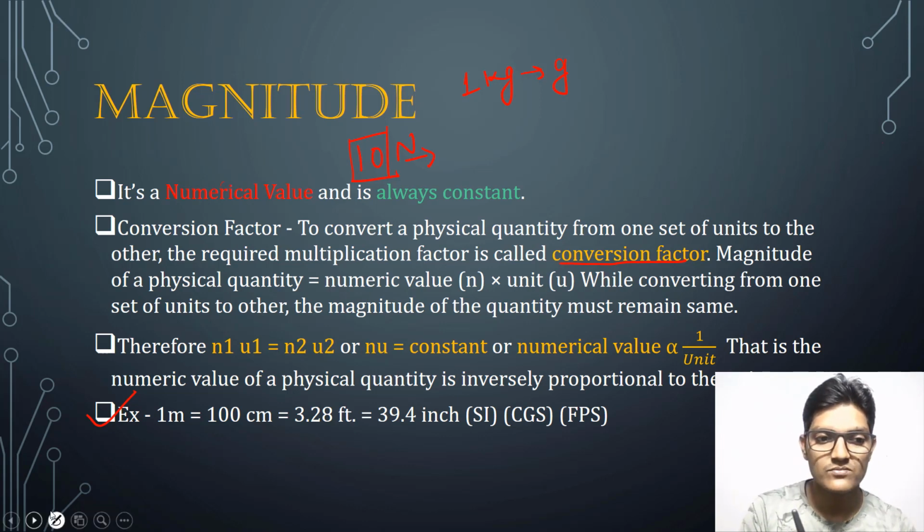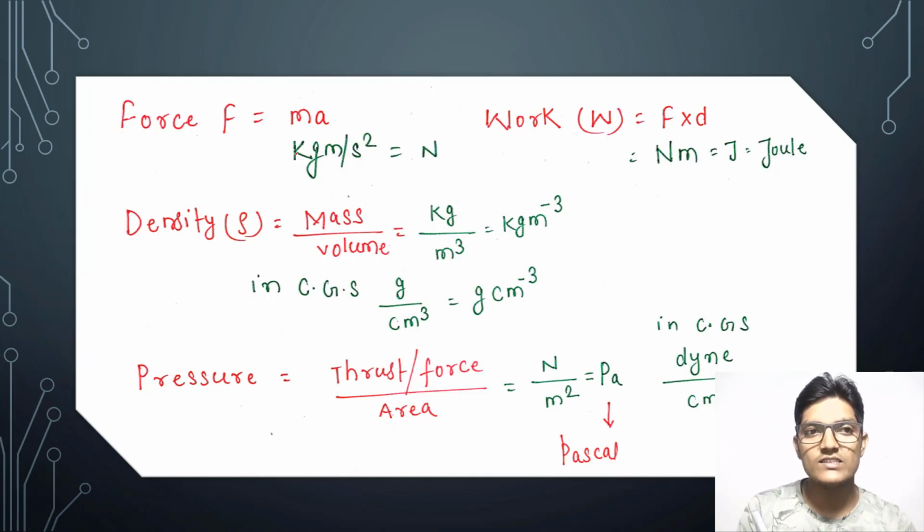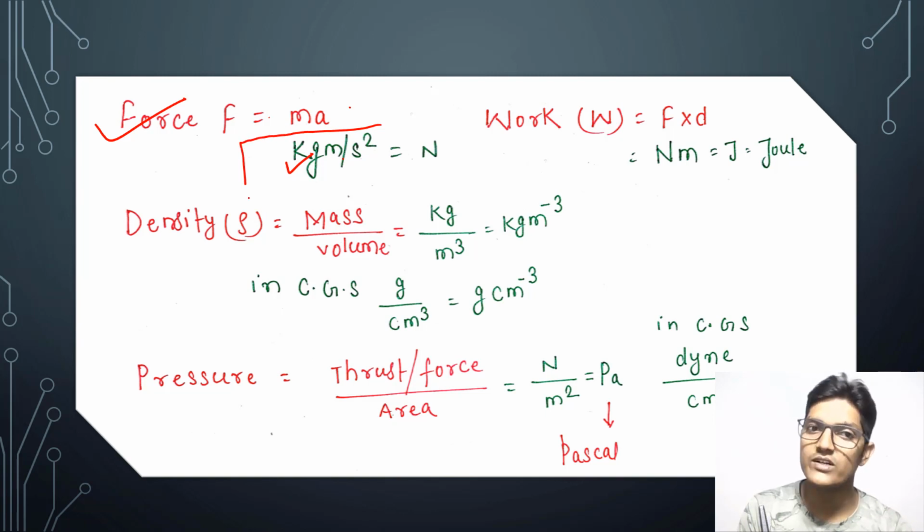That's the same thing. Now everyone, you can see we have different derived physical quantities. For example, force. Force is equal to mass into acceleration. For mass, we use kilogram, and for acceleration, meter per second square. So we can say kilogram meter per second square is equal to Newton. Similarly, density is equal to mass upon volume. For mass, we use kilogram, and for volume, meter cube. And in CGS, we can write it as gram per centimeter cube.